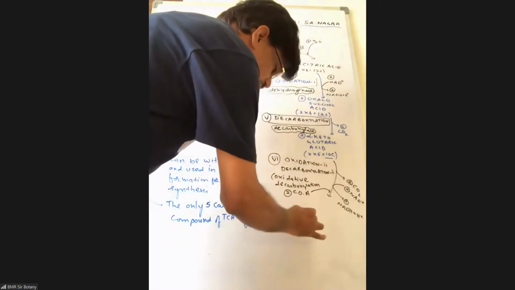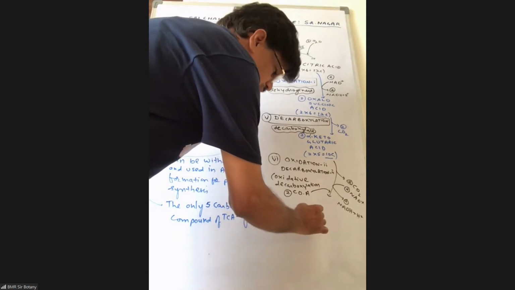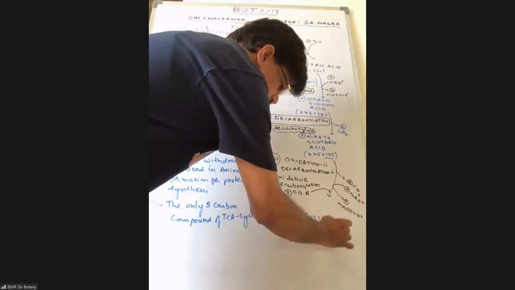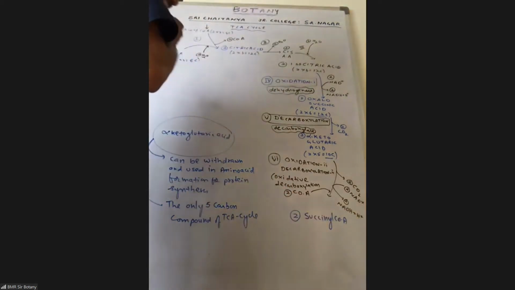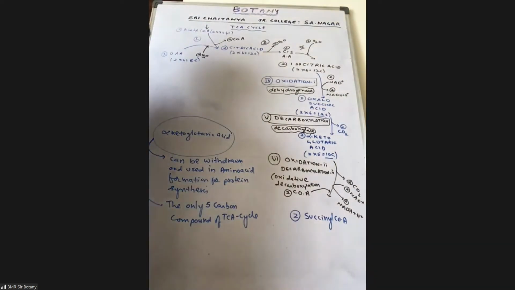So you get 2 molecules of succinyl coenzyme A. It is ditto like link step. Tell me, Nana, what should be the enzyme name?